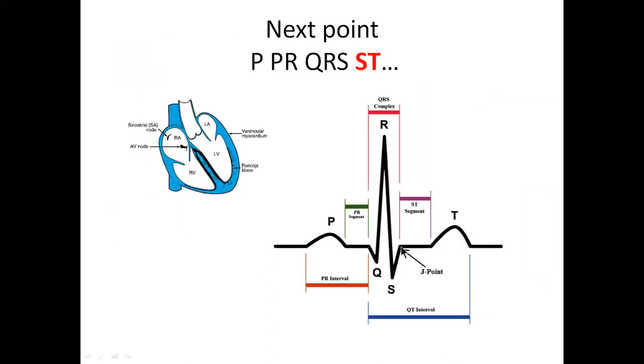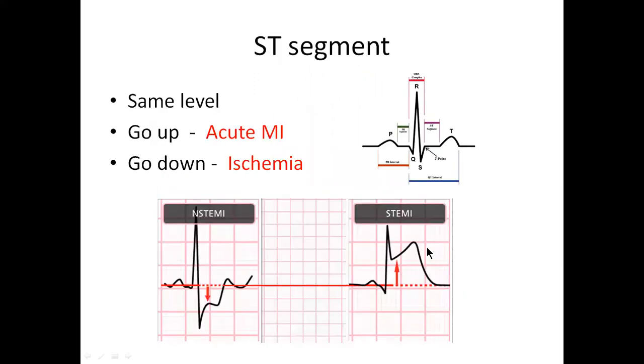Now, remember the ST, that is at the end of the S, you get the J point and then it's usually an isoelectric part, usually at the baseline. Now, three things can happen. It can stay at the baseline, or it can go up like this, or it can go down. If it goes up, that's an acute MI. So we call it ST elevation myocardial infarction or STEMI.